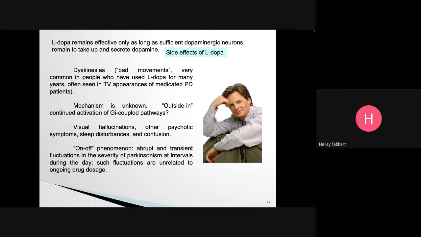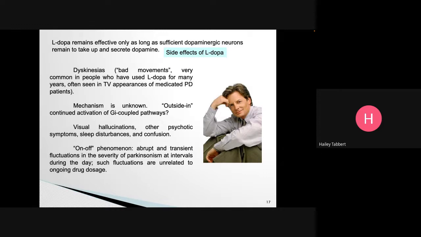Some side effects of this drug are dyskinesias, or bad movements. This is very common in people who have used L-dopa for many years. The medicine can actually cause tremors as well, and it does have an effective window. When you take it, there will be a certain amount of time where it's super effective, but before and after that, it's not going to be doing as good of a job. The mechanism is unknown. They think it could be the continued activation of Gi-coupled pathways. Other side effects include visual hallucinations or psychotic symptoms like sleep disturbances and confusion.